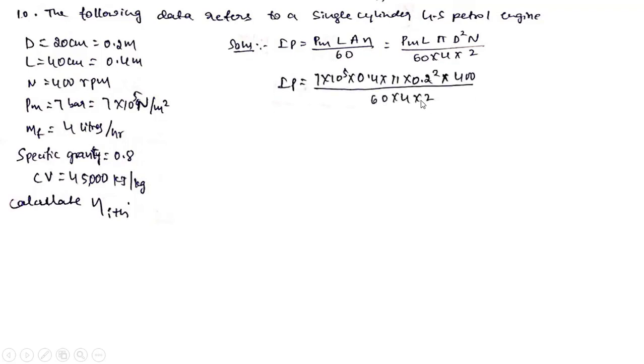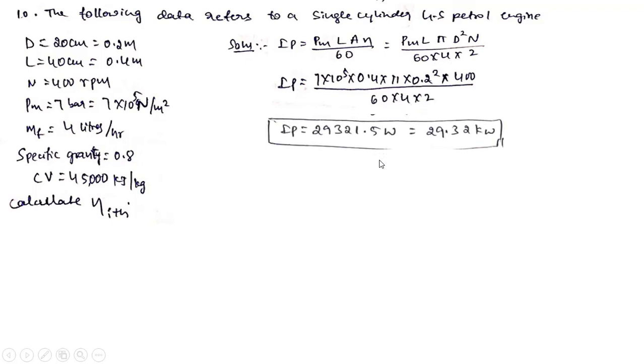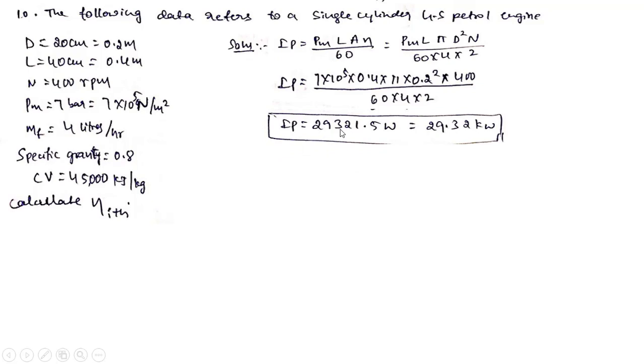Next, we will substitute the values for this IP. Mean effective pressure is 7 into 10 power 5, L is stroke length 0.4 meter, pi, and diameter of that cylinder is 0.2 square, pi d square, into n, speed of the engine is 400 divided by 60 into 4 into 2, which is there in the denominator. Next we will get the IP value as 29,321.5 watts. In terms of kilowatt, it will be 29.32 kilowatt.